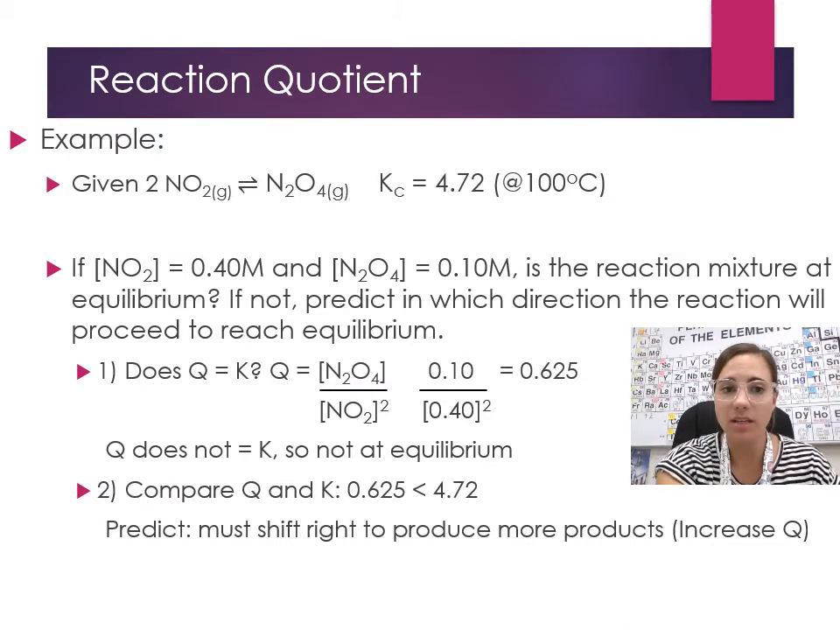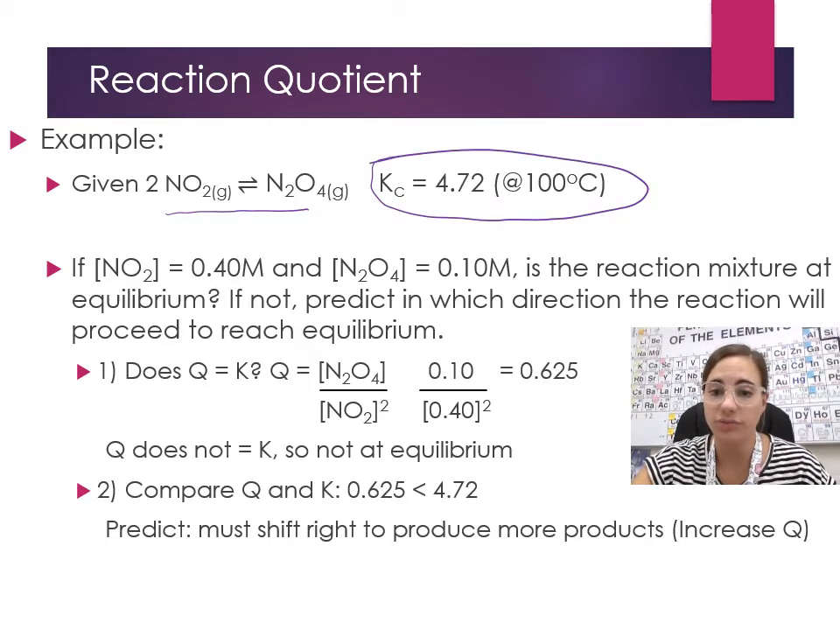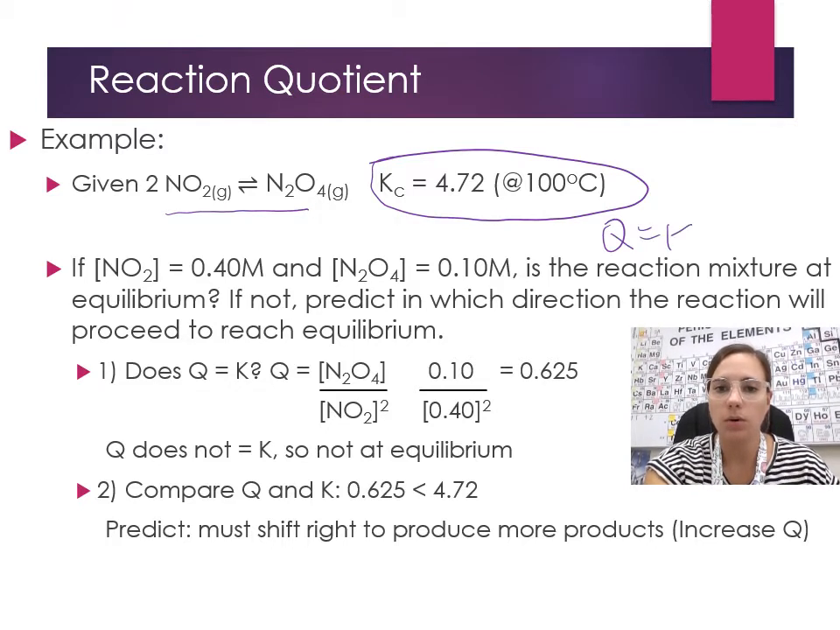I am given this equilibrium, and I'm told that the K value is 4.72, so I have a super product-favored equilibrium position. If the concentration of nitrogen dioxide equals 0.4 and dinitrogen tetroxide equals 0.1, is the reaction mixture at equilibrium? If not, predict which direction it will proceed to get to equilibrium. The only way for this to be at equilibrium is for Q to equal K. So we're looking at, does Q equal K?